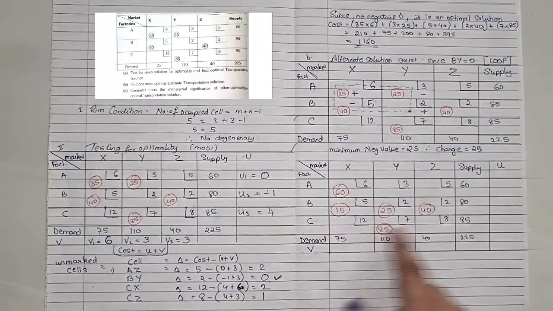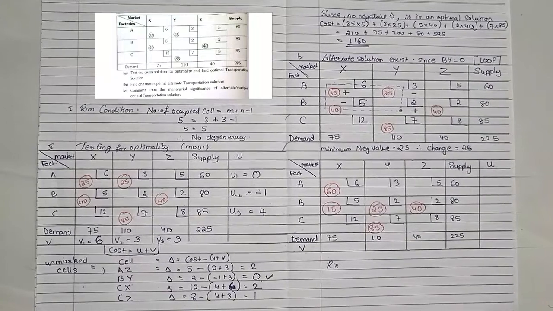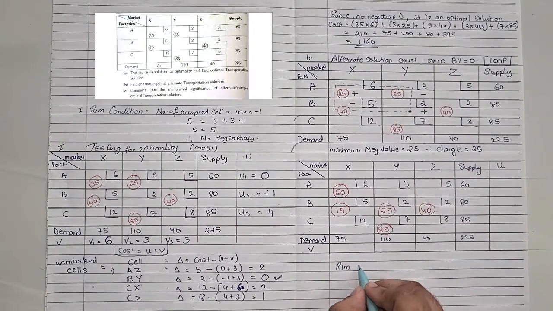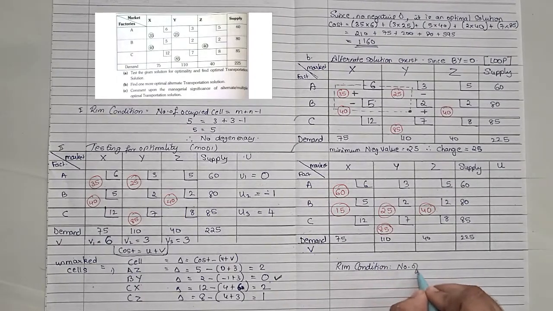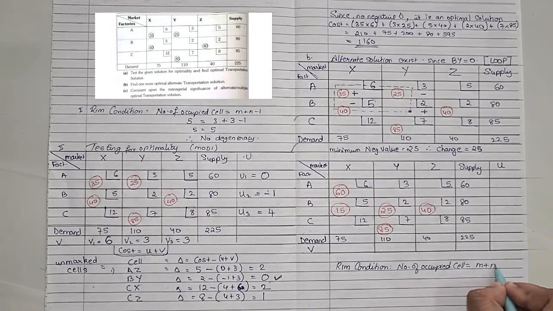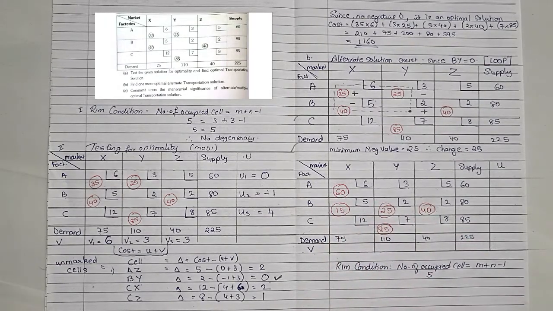Since the number of allocations have changed, we need to now search for the rim condition. So I will write here rim condition. In order to find the rim condition, the rule is number of occupied cells should be equal to m plus n minus 1. 1, 2, 3, 4, 5. Number of occupied cells is 5. Number of rows were 3 and columns 3, minus 1. So 5 is equal to 5. Therefore there is no degeneracy. We don't have to do anything extra here now.